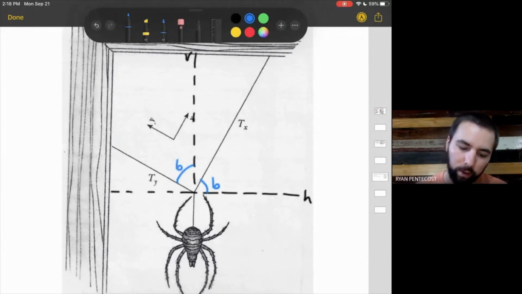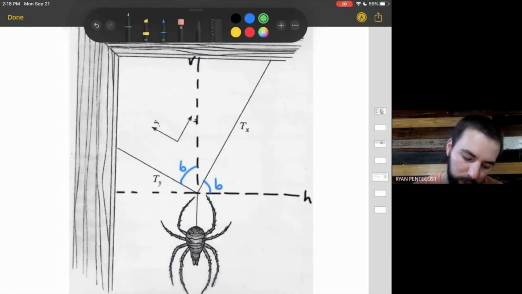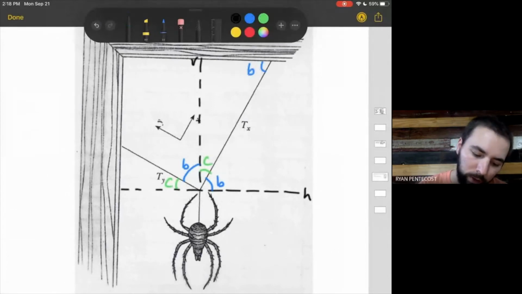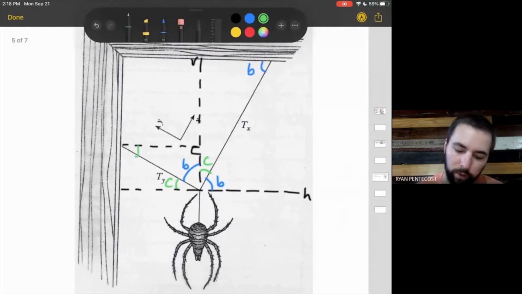Now part C is asking about this. Part C asks for this angle. We will also find that this is also angle B. And if we make this a triangle, which we will do right now because it will come in handy, that is our right angle. This is angle C. So these are the triangles that we're going to work with in order to solve this problem.